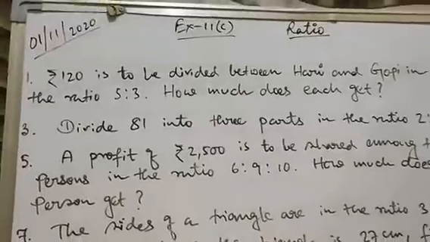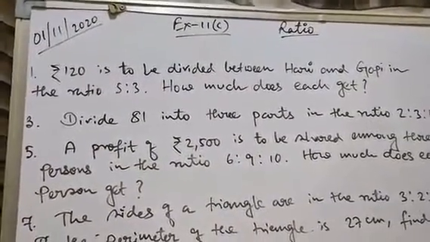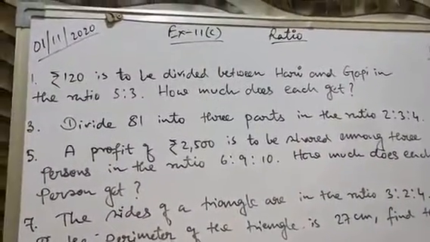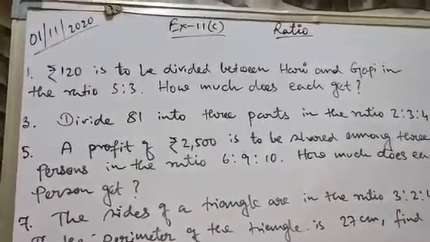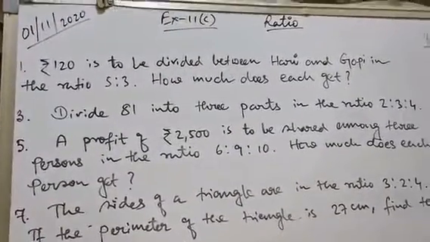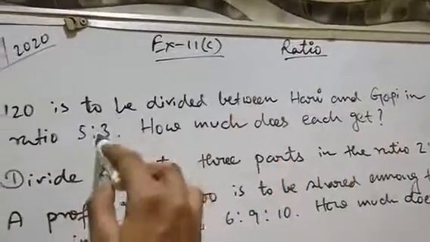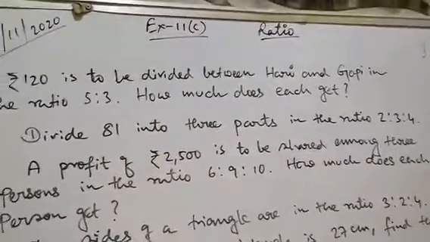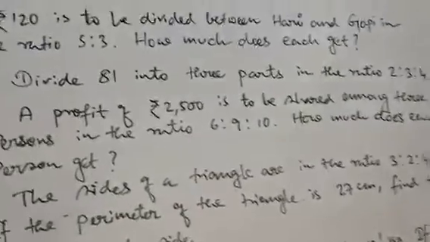Question number 1 says rupees 120 is to be divided between Hari and Gopi in the ratio 5:3. How much does each get? That means there are two persons, Hari and Gopi, and rupees 120 is to be divided between them in the ratio 5:3. That means if Hari gets 5 rupees, then Gopi will get 3 rupees. So that the ratio is 5:3 between them. So how much amount of money will Hari and Gopi receive? So the sum of money is rupees 120.